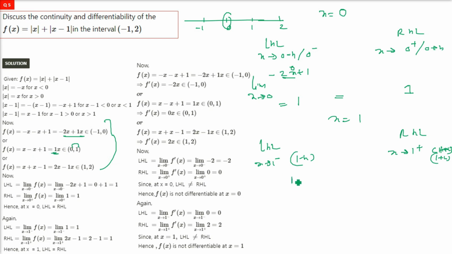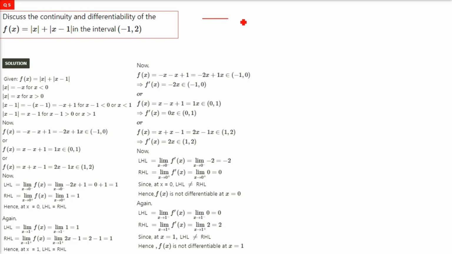When we go in the interval 0 to 1, we know it is 1. When we are above 1, that is 1 to 2, the expression is 2x minus 1. Apply the limit here, x tends to 1. So 2 into 1 minus 1 is going to be 1. So you have 1 and 1 for the LHL and RHL at x equals 1. It is continuous. Continuity has been checked. From minus 1 to 2, you have already checked continuity at 0 and 1, so the limit exists and continuity is favorable to us in this case.